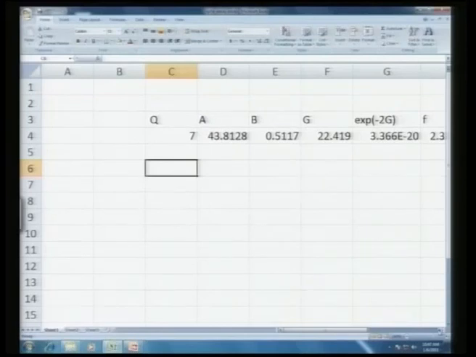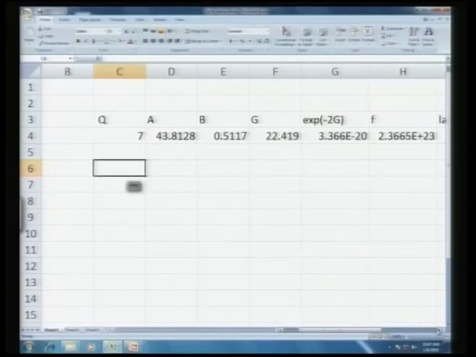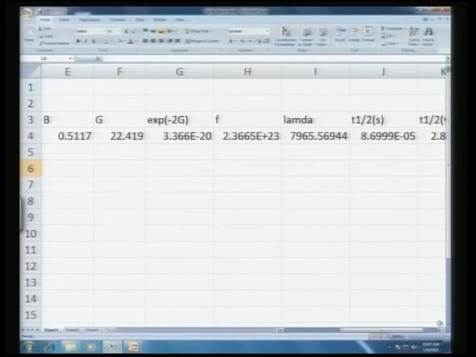Things are recalculated, and see, this is the half life in seconds. It is already 10 to the power minus 5 seconds. Okay. So, individually there are 2 factors, that also you can see. This is that factor f, and then this is that tunneling probability. So, both of them you can look at.